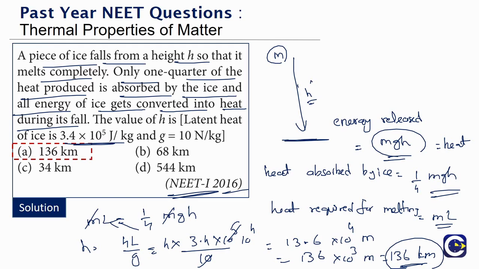Okay, so for this question, what is the answer? It is 136 kilometers. Simply what are we doing? We are just taking whatever is the heat released, and based on the condition that they are saying 1/4 of the heat is absorbed by that ice, we are equating it to whatever is the heat taken by the ice for the melting, which is mass of the ice into its latent heat.